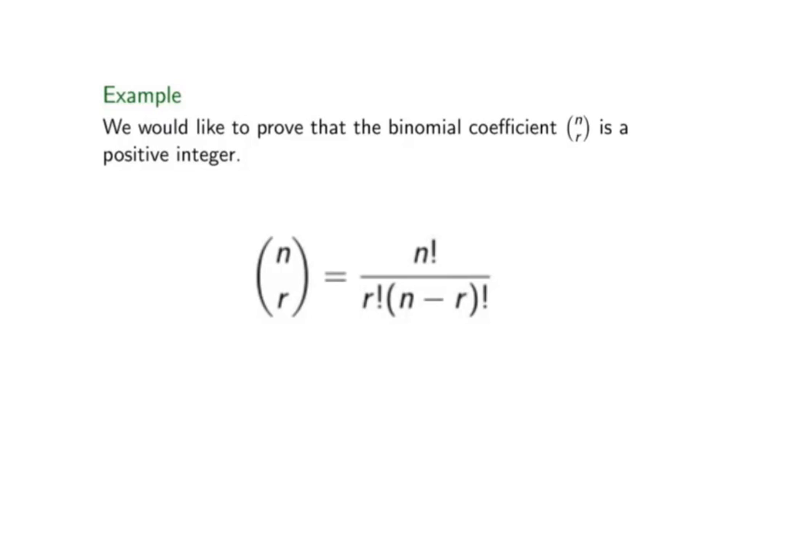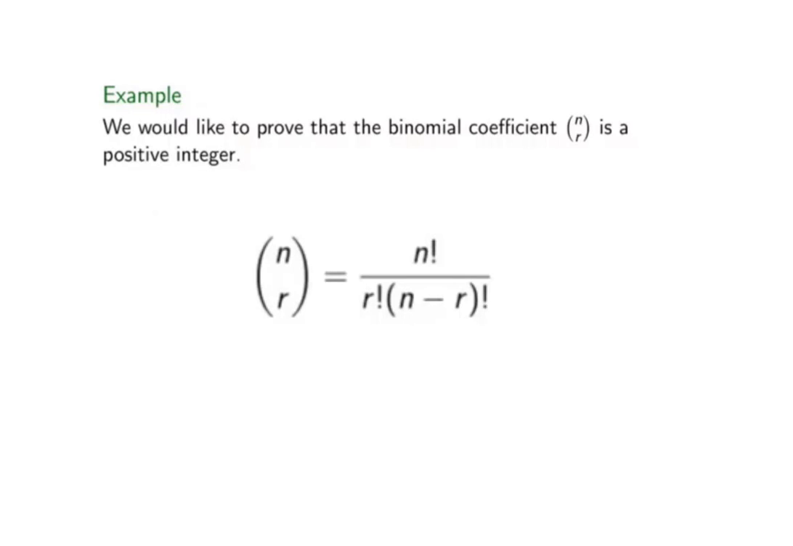Now, let's proceed. Here we would like to give a proof that the binomial coefficient is a positive integer. In the previous video, when we first came across the definition of the binomial coefficient, we already interpreted the meaning of the expression n choose r. It gives the number of ways of choosing r items out of n items when the order doesn't matter. Therefore, it is easy to understand that the binomial coefficient is a positive integer.